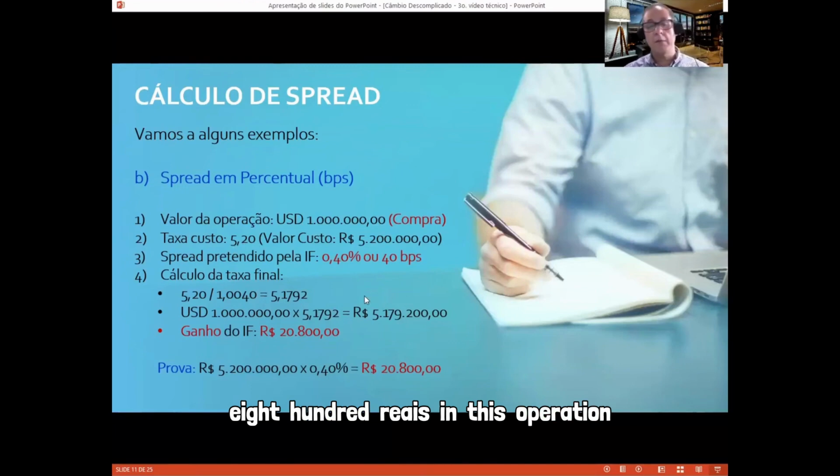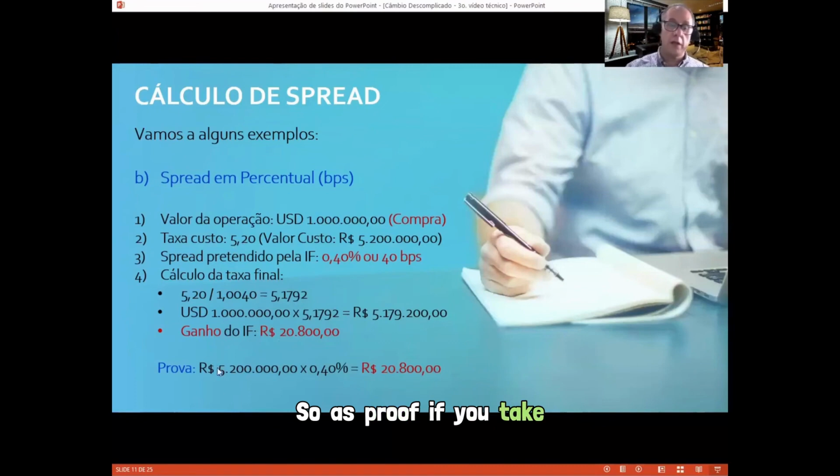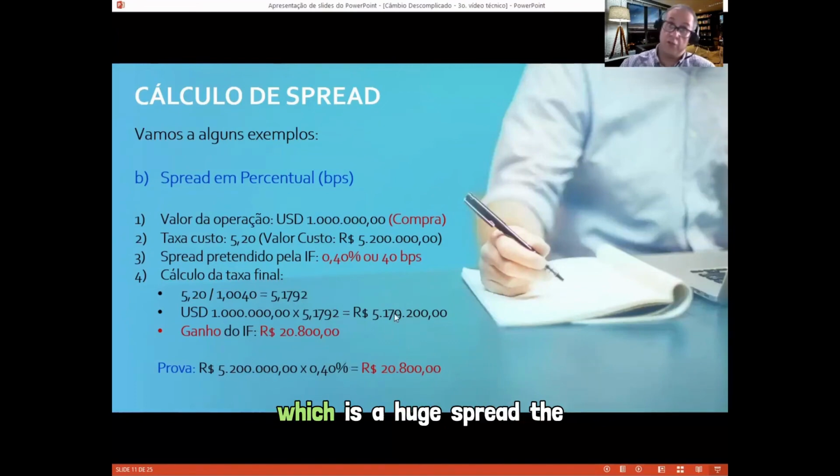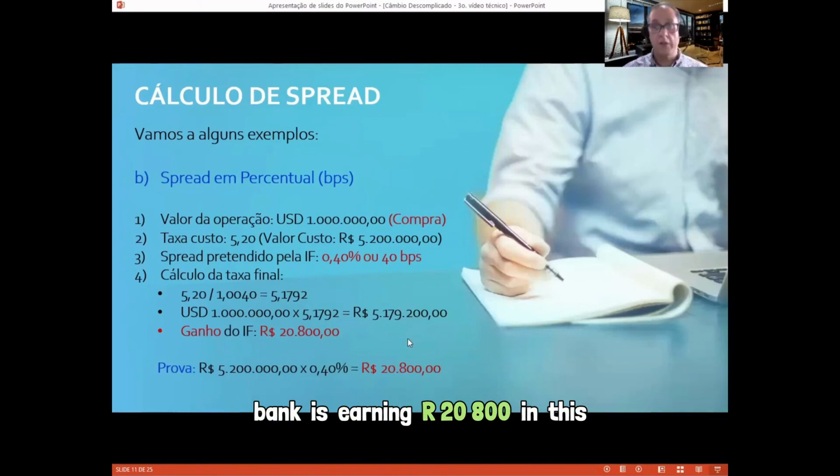this operation. Of course, there are much smaller spreads than this. I'm just using a larger spread as an example to make it more illustrative, okay? So as proof, if you take 5,200,000 and multiply it by 0.40%, which is a huge spread, the bank is earning 20,800 Reais in this operation.